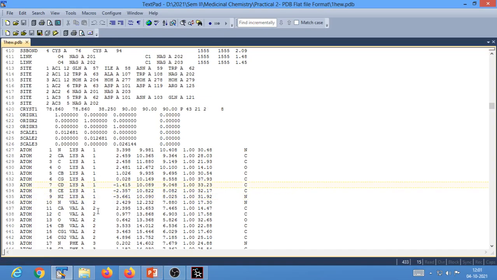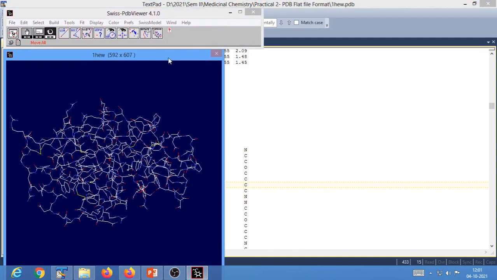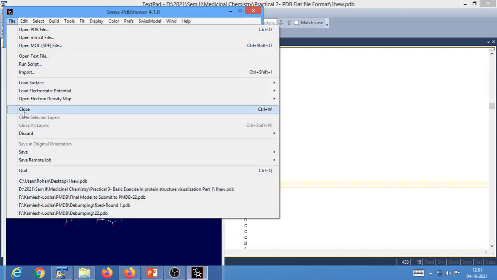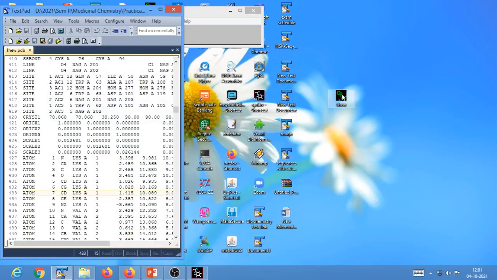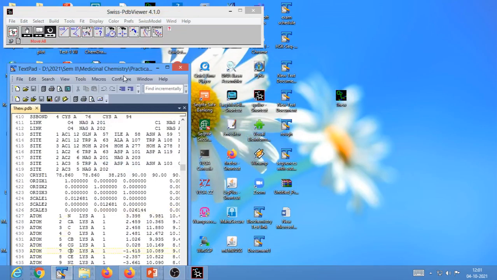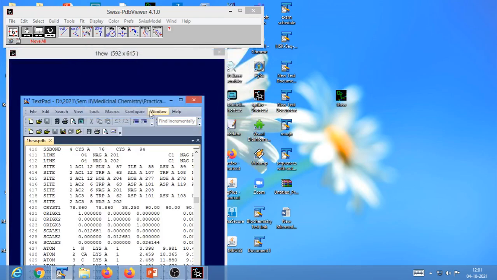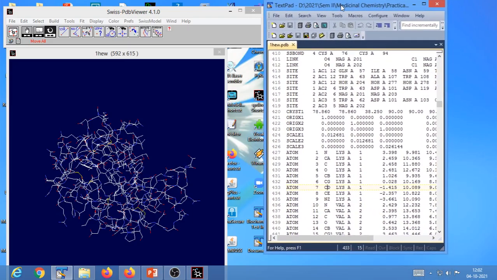Well, let us focus on the very first residue. I will again show you how you can load this. This is the file that we have downloaded, right? You can drag it into your SPDBV software and load the same molecule, and this is the same molecule that we opened in the text editor.